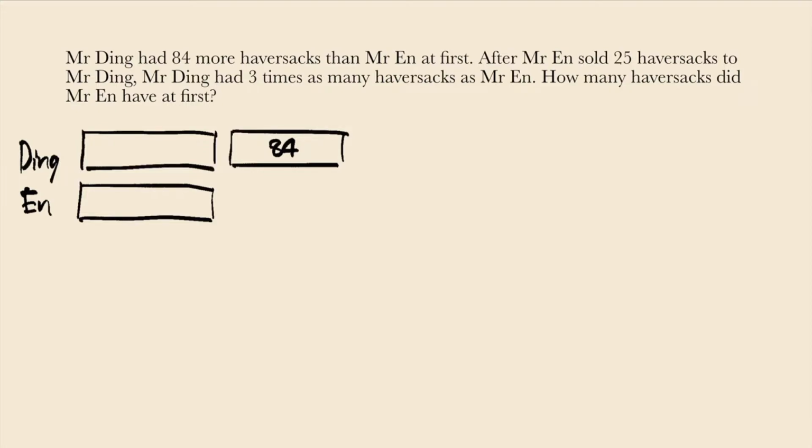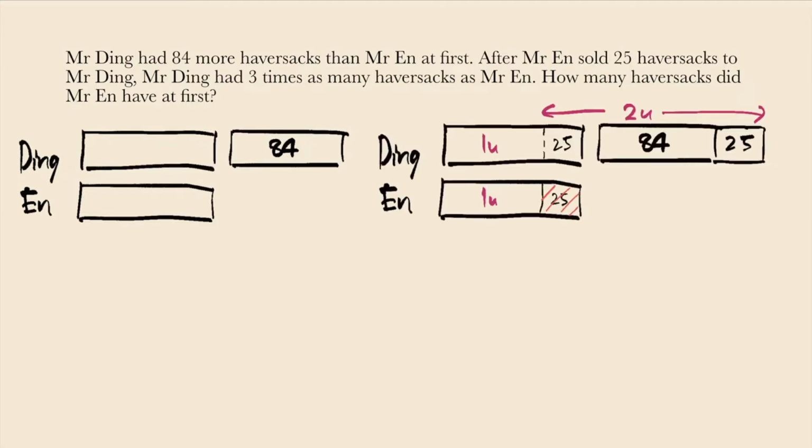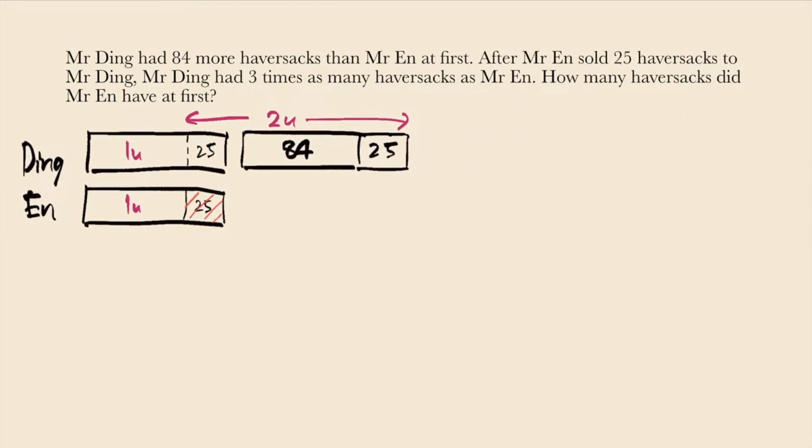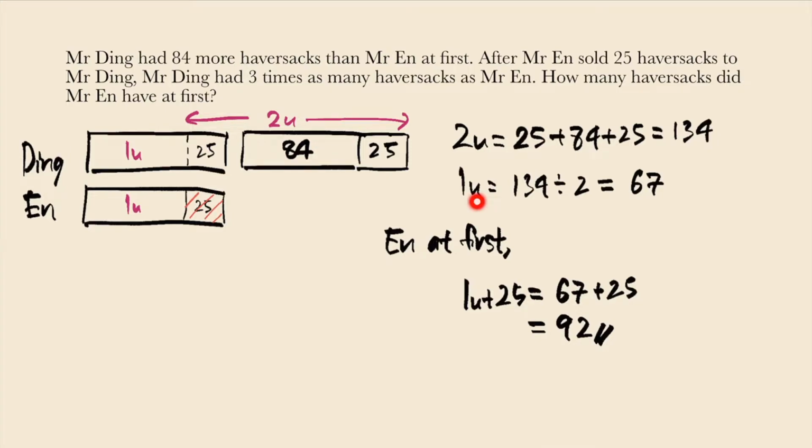Mr. Ding had 84 more than Earn at first. We're going to show Earn giving 25 to Ding, so 25 given over. Next, show that Earn had 1 unit and 1 unit up here, and make sure Ding in the end had 3 units in total, which means 1U and 2U. So again, an equation can be formed saying 2U is equal to 25 plus 84 plus 25. And that's what exactly we will do. 1 unit is therefore 134 divided by 2, which is 67. Earn at first would be 1U plus 25, giving us 67 plus 25, that's 92 haversacks.